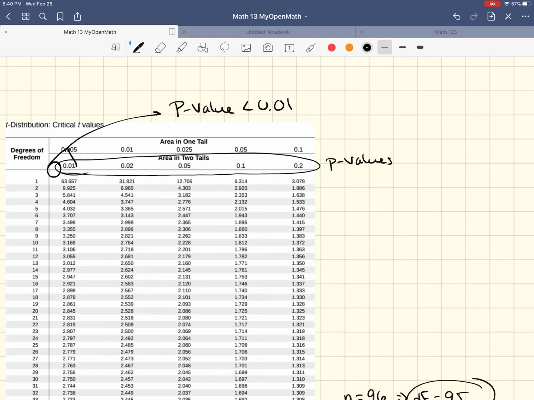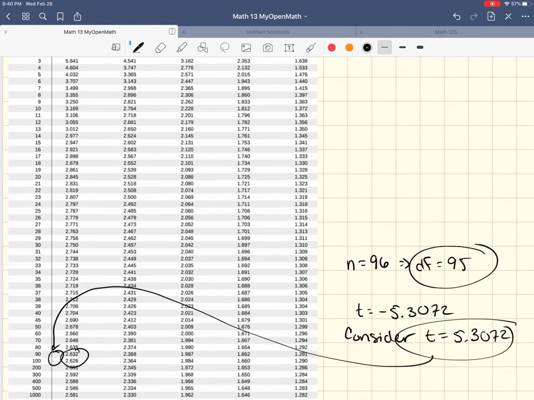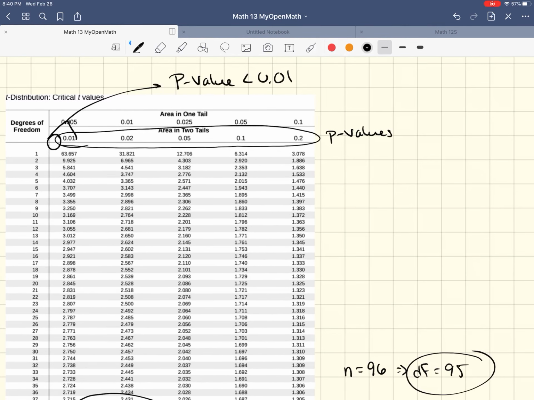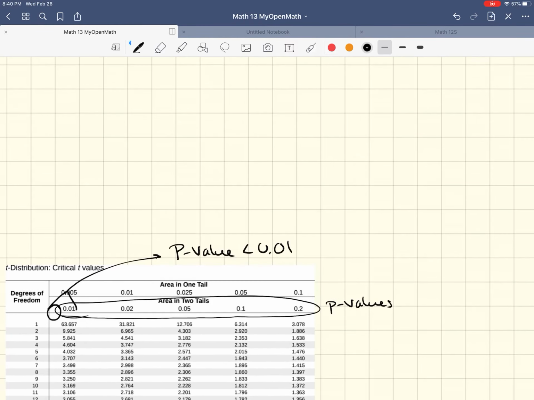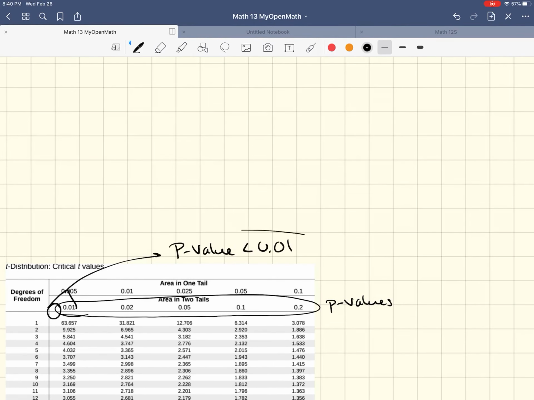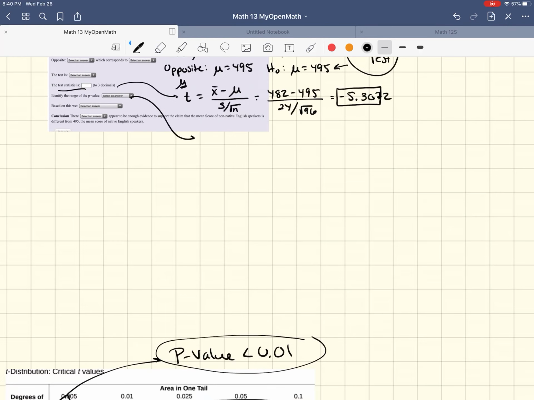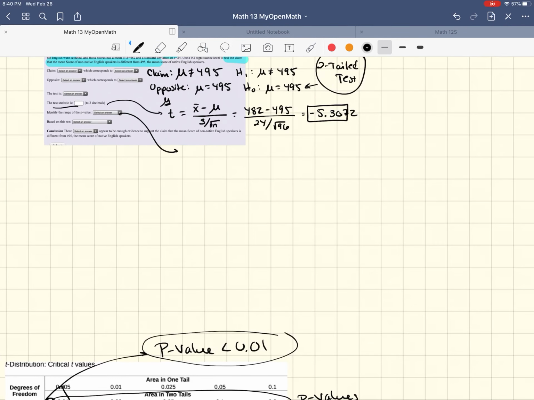Now I can plug it into my calculator and find it, but all I really care about is whether it's bigger or smaller than the significance level. Okay, so that's how you find your p-value if you're using the chart instead. I can post technology-related stuff later, but I wanted to make sure you can do it without the technology. So let's remember that our p-value is less than 0.01 and go back to our problem.